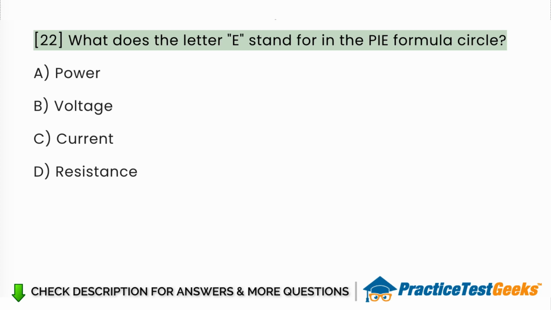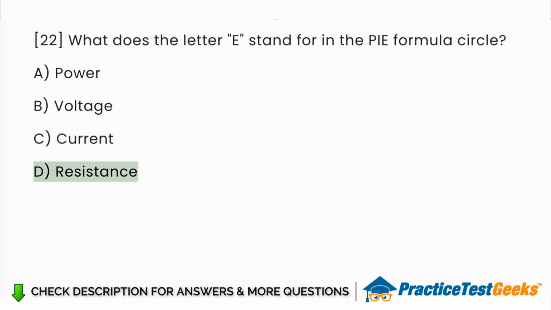What does the letter E stand for in the PIE formula circle? A. Power. B. Voltage. C. Current. D. Resistance.